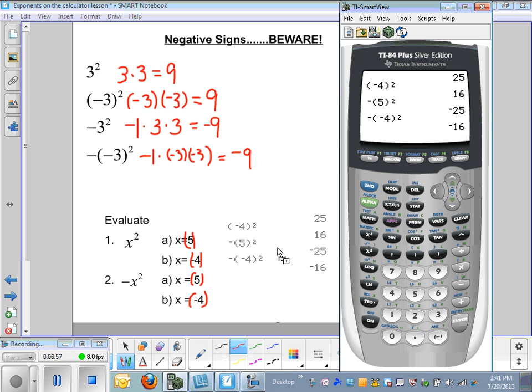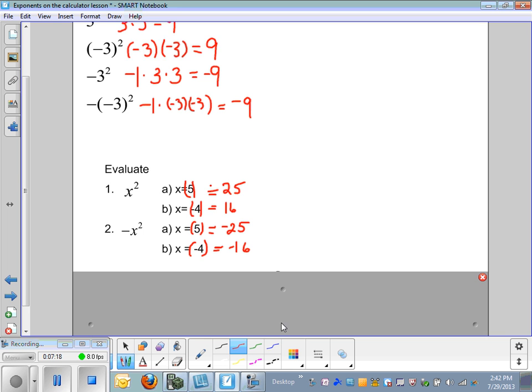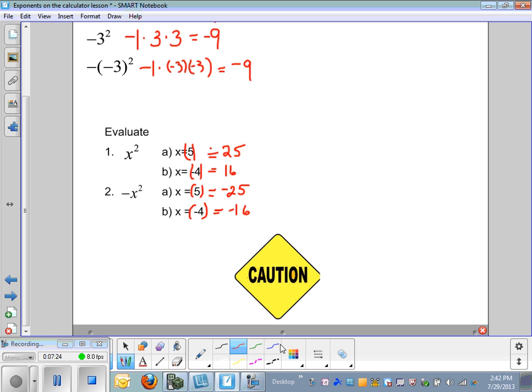So here you want to go ahead and write your answers down. Let's do it this way. This should equal 25. This should equal 16. This should equal negative 25. And this should equal a negative 16. So when you're squaring and you have negative numbers, negative signs, always use caution.